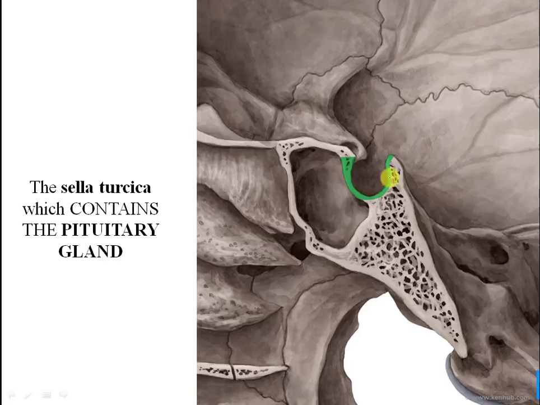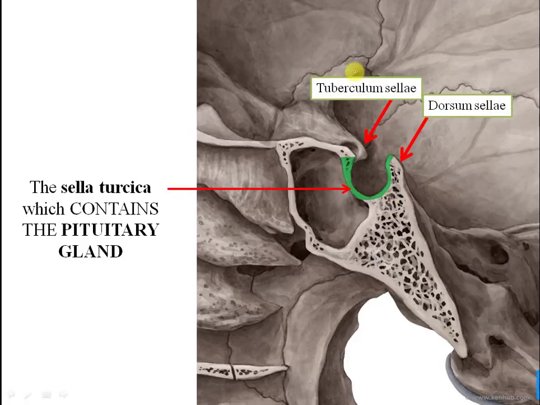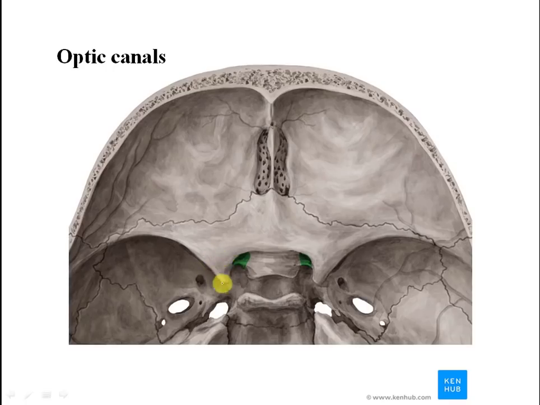Sagittal section. Here the depressed area on the body of sphenoid is the sella turcica or hypophyseal fossa with two elevations, one anterior and one posterior, tuberculum sellae and dorsum sellae. Medial to the anterior clinoid process, we have this foramen or canal for the transmission of the optic nerve. The optic nerve is cranial nerve number 2. It brings visual sensations from the eyeball.